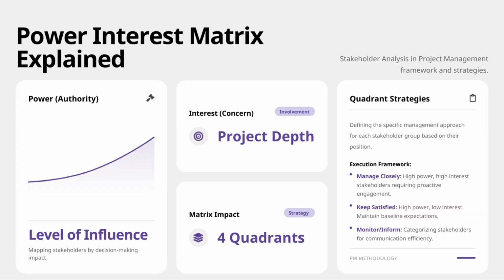The power interest matrix helps visualize who holds authority and who cares most about project outcomes. This slide explains the four-quadrant approach, showing how mapping power and interest guides tailored strategies, from close management of high-power supporters to monitoring lower-impact groups, making engagement efforts more efficient and focused.